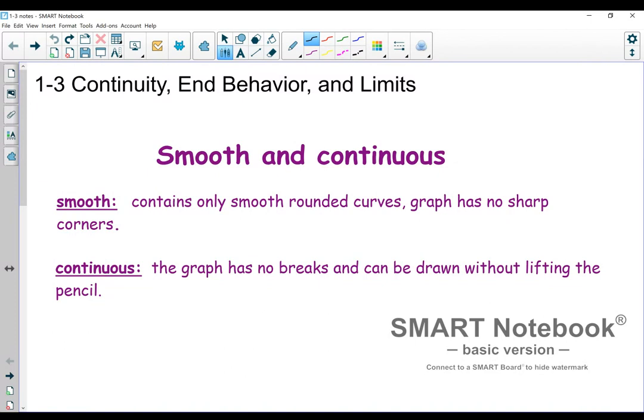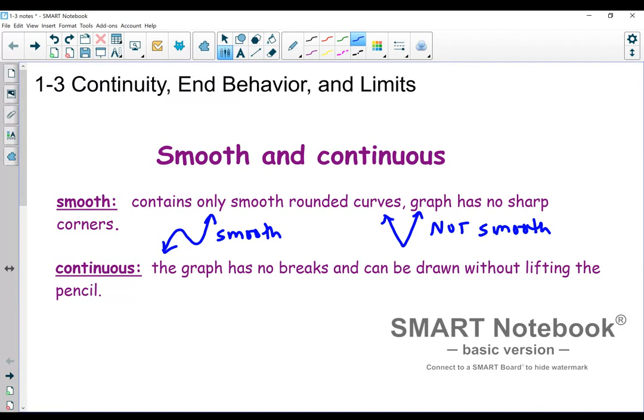So the first thing we need to worry about is this idea of smooth and continuous for a function. Smooth would be a function like this. There are only smooth rounded curves. The graph has no sharp corners. So this is going to be smooth. If you contrast that cubic function with an absolute value function, the absolute value function is definitely not smooth. It has a sharp corner.